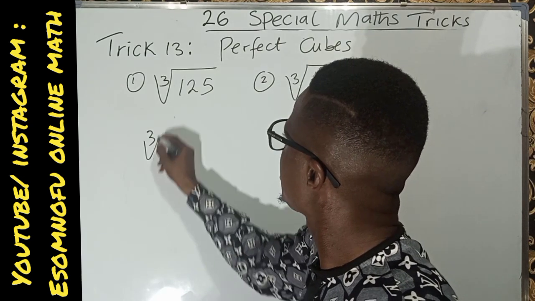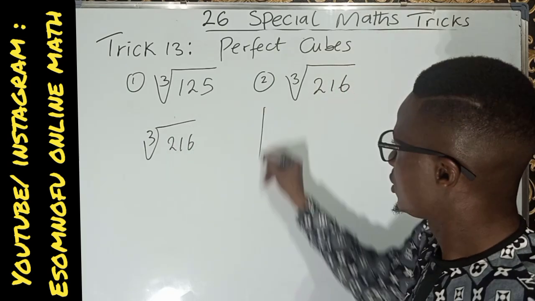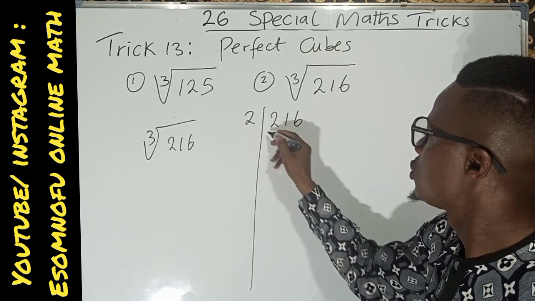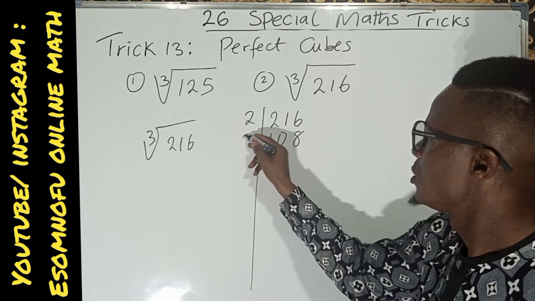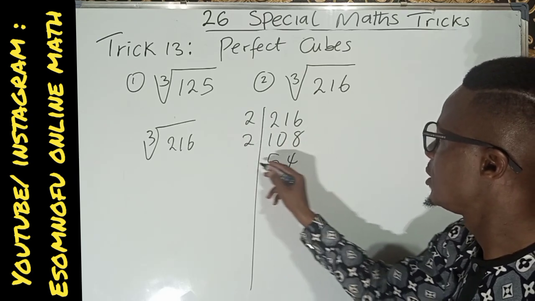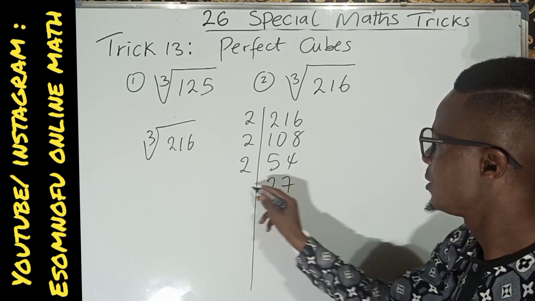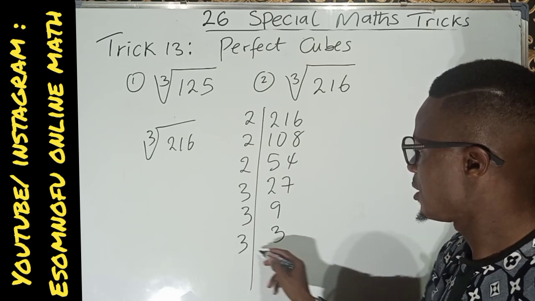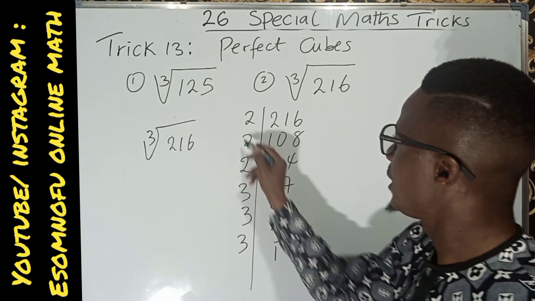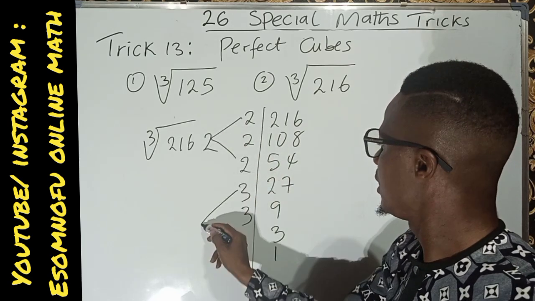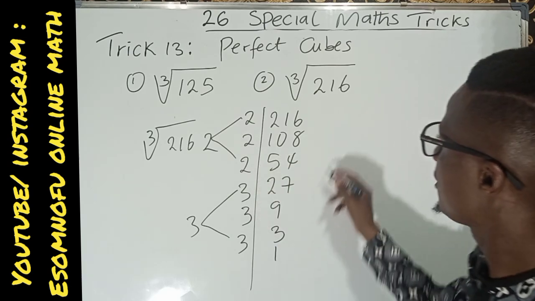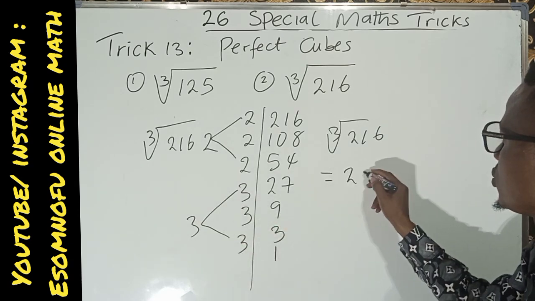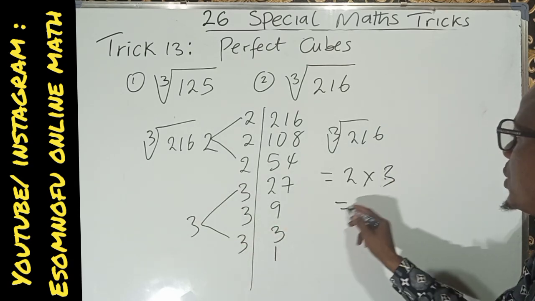We have the cube root of 216. Just draw a line. You write 216. 2 can divide. 2 here will give us 108. 2 again will have 54. 2 again will have 27. 3 will have 9. 3 will have 3. And 3 will have 1. Cube root, if you get 3, you call it single. If you get 3, you call it single. 3, 3. So therefore, the cube root of 216 will give us 2 times 3. 2 times 3, which is 6.